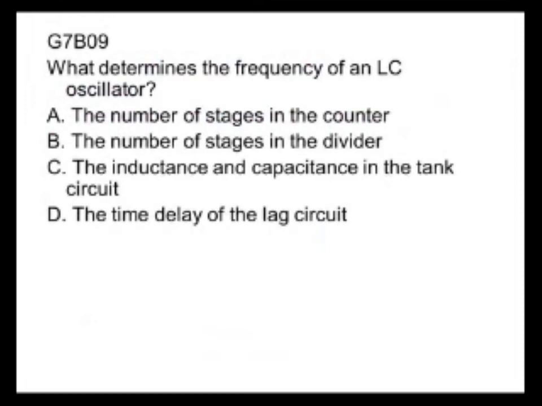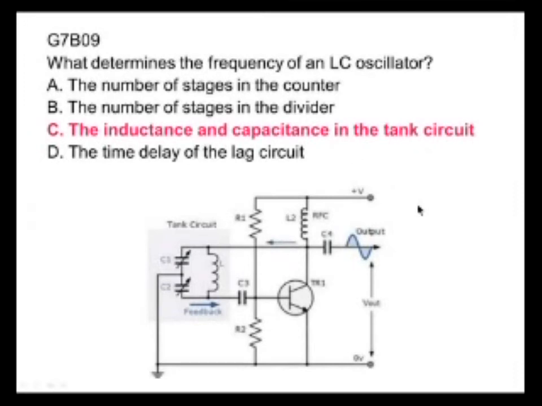What determines the frequency of an LC oscillator? LC, the L means inductance, the C means capacitance. Correct answer is the inductance and capacitance in the tank circuit. Now here we have that same or a similar oscillator circuit for what we had before with the crystal.